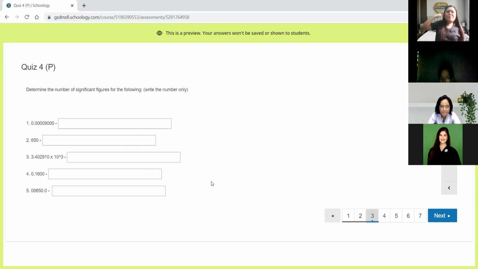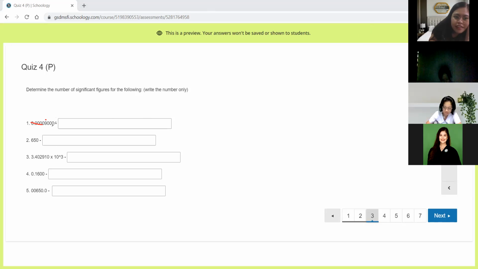Next, determine the number of significant figures for the following. Take note, you have to write only the number, no need to write SF or significant figures. So let's start with number 1. You have 0.00009,000. Now, in the rules, what about leading zeros? They are not included. They are leading zeros, so you will start your counting here.